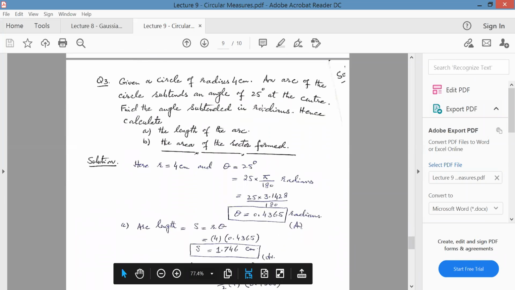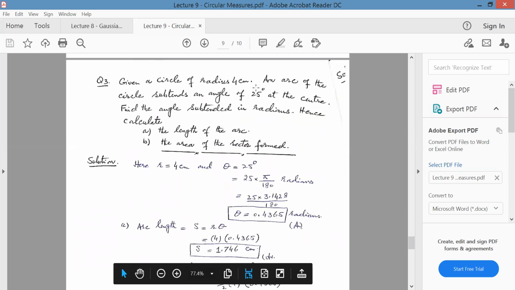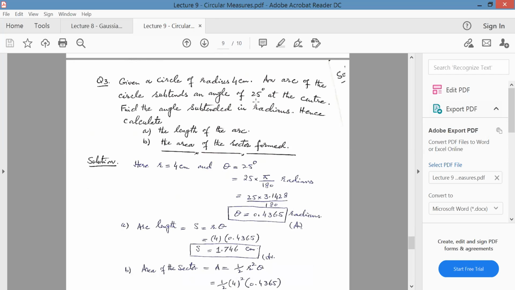Given a circle of radius 4 centimeter, an arc of the circle subtends an angle of 25 degree at the center. Now, angle is given to you in degrees, whereas in circular measures we always need our angle in radians. So first of all, you express your degrees into radians by multiplying this value with pi upon 180 and put pi as 3.142. Find the angle subtended in radians. The same angle you are to express in radians. Hence, calculate the length of the arc, the area of the sector formed.